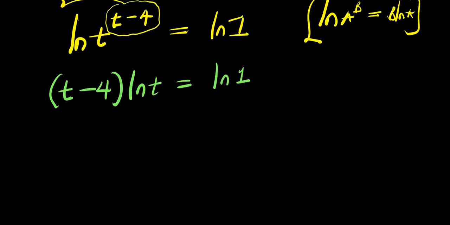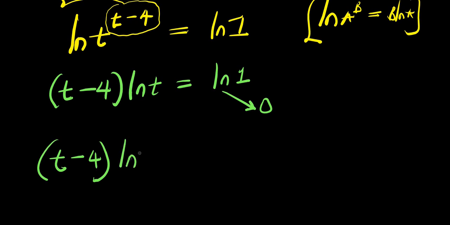So from here, you can find out what natural log of 1 is. A natural log of 1 is 0. So this is 0. That means we have t minus 4 times natural log of t equals 0.